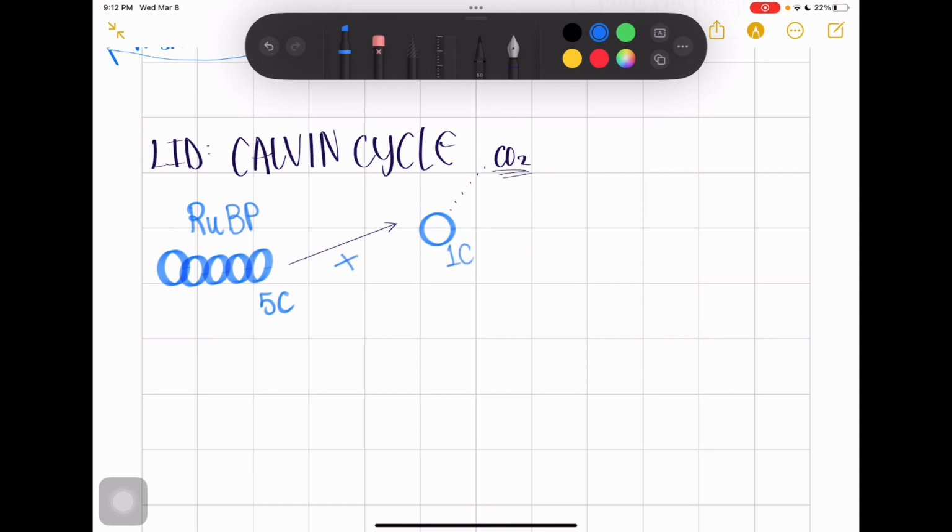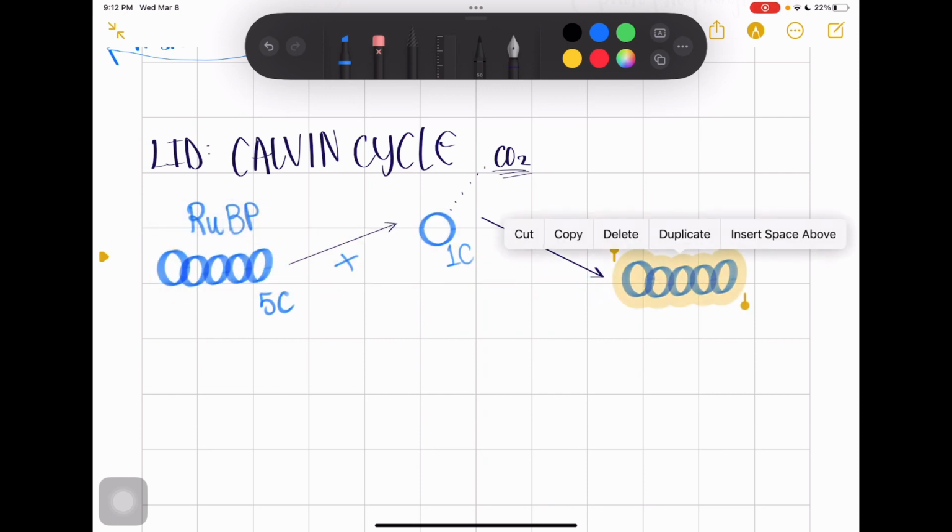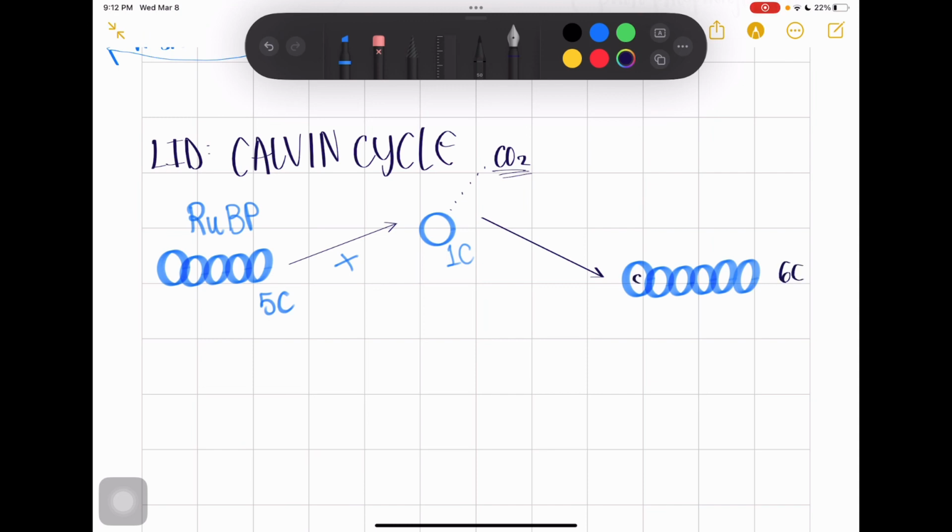So we're going to add those together basically, and we're going to get a 6-carbon molecule. That's quite a molecule, and we don't need to know what it's called. We just need to know that it has 6 carbons. So 1, 2, 3, 4, 5, 6.